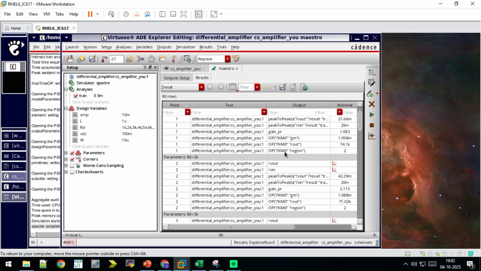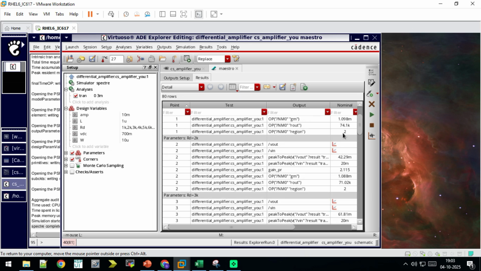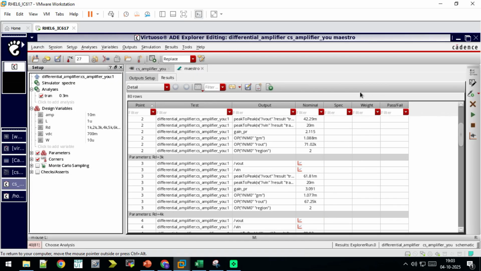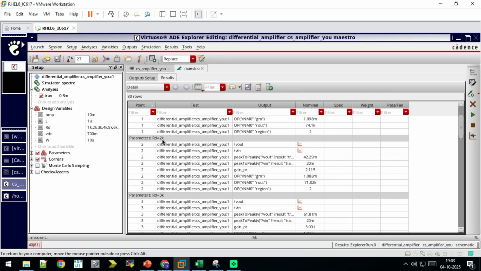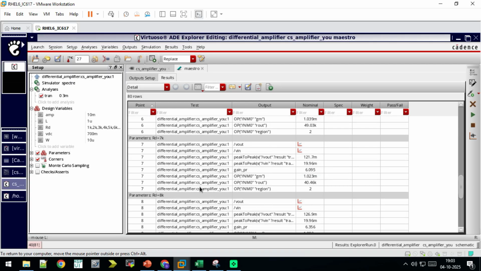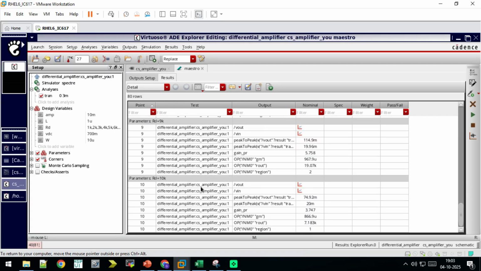So the first thing we have to observe is the gain, but more than the gain, we need to bother about the region. Whether the region of the transistor is 2 means it is in saturation, 1 means it is going into the linear. When it is in region 2, we don't have any problem. When we keep the load resistance at 2 kilo ohms, the transistor is still operating in saturation. 3 kilo ohm, saturation. 4 kilo also, 5 kilo also, 6 kilo also, 7 kilo also, 8 kilo also, 9 kilo, 10 kilo.